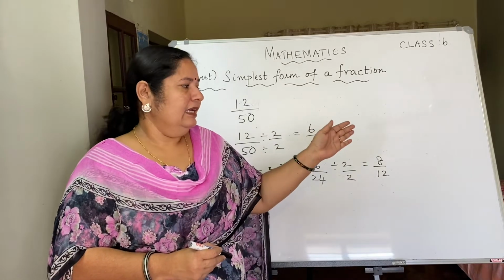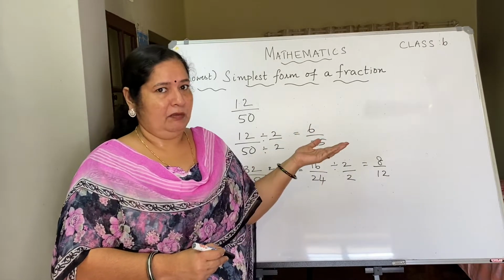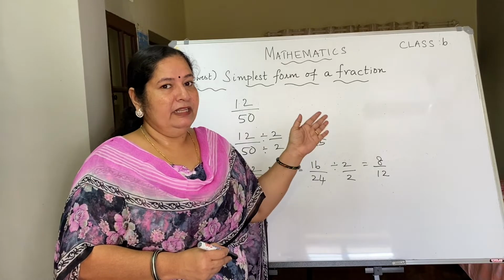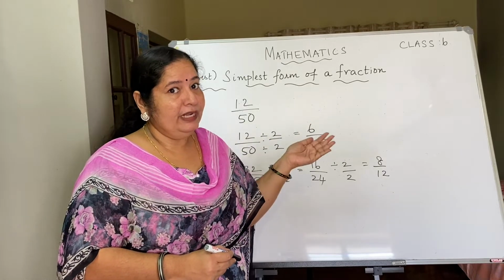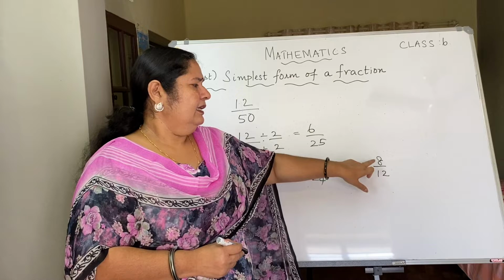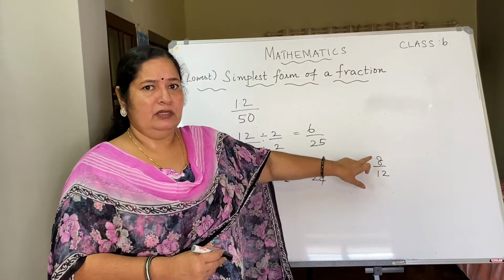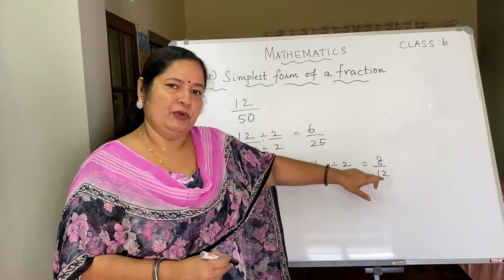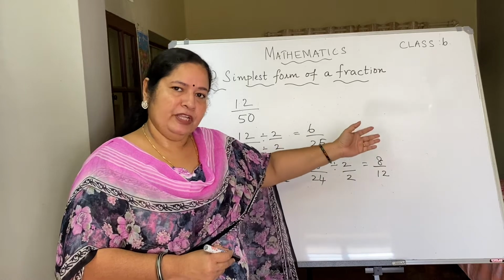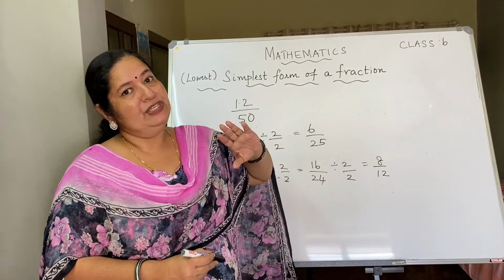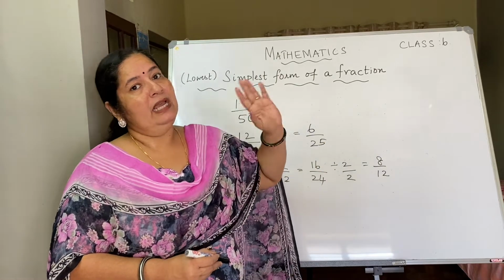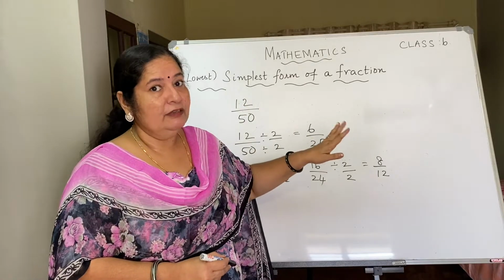So now I am going to take another number for dividing both the numerator and the denominator. 8 is divisible by 4. 12 is also divisible by 4. So I shall go for dividing with 4. But the condition is both numerator and denominator should be divided with 4.